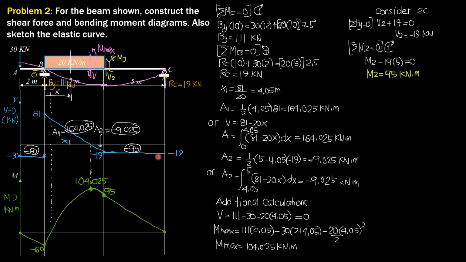Then, and so on and so forth. So this area is negative 30 times 2. This is the change in moment at B minus the moment at A, which is the area above. So moment here minus 0 equals area above. So that's why we have negative 60.